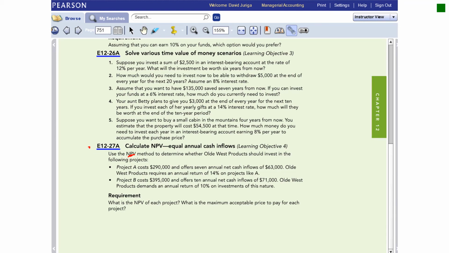So we've got project A, which has an initial investment of $290. They've got 7 annual cash flows, so n is going to be equal to 7. It's going to be $63,000, and we're going to be using a hurdle rate of 14%. So I'm going to write that there. Then project B is going to be a cost of $395. We're going to be using n is equal to 10 for these future cash flows, and an interest rate right at 10%. So what you'll do again is you'll use these numbers.